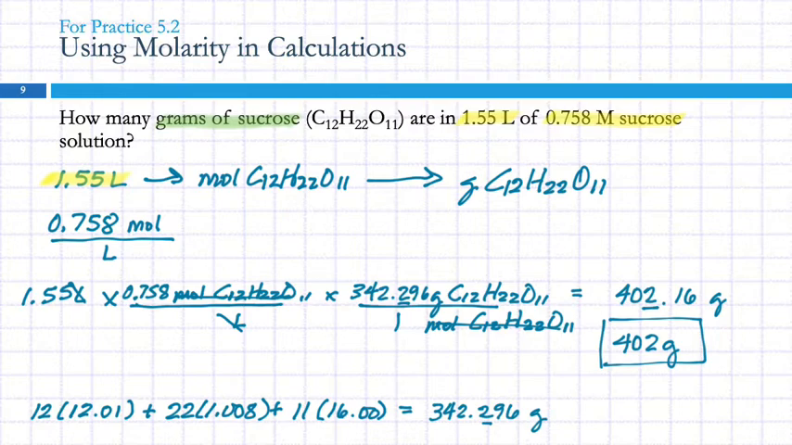Any questions? This is the sort of problem you might want to do if you were trying to make 1.55 liters of a solution with this concentration. You have to calculate what mass of the solute do I need to weigh out. Any questions? This is another example of one of those really, really important calculations in chemistry.